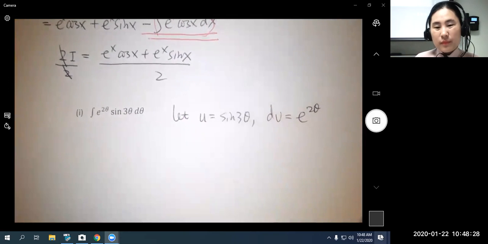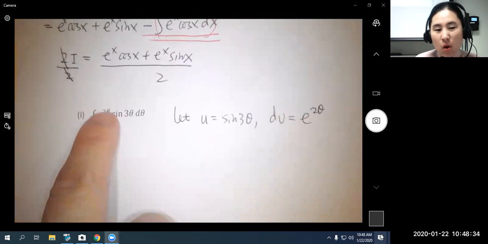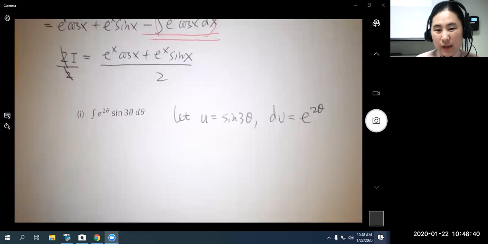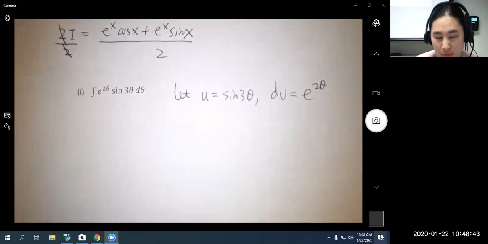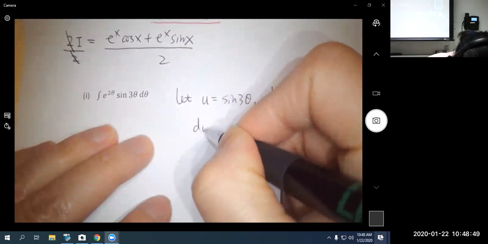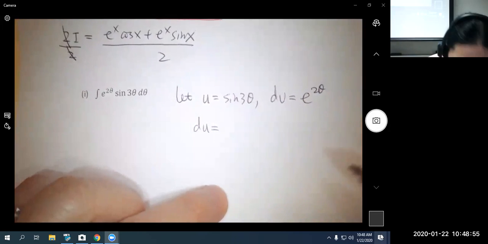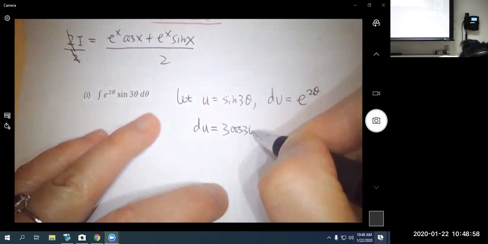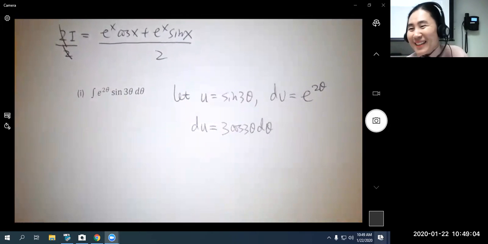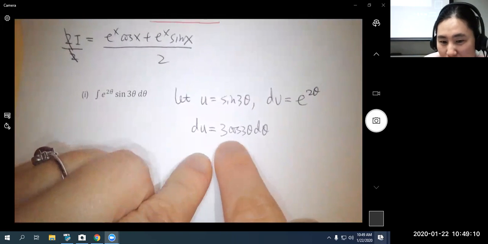Theta. This question is very similar to the previous question, but the only different thing is that there are some coefficients on the variable theta. So let's do this question kind of quickly because you know the previous question. If u equals sin 3 theta, dv equals e to the 2 theta d theta, so how about the derivative of u? The derivative of sin 3 theta is 3 cosine 3 theta d theta. Do you agree with me? If I make a mistake, let me know. I sometimes do something wrong, so correct me if I say or write something wrong. 3 cosine 3 theta d theta.